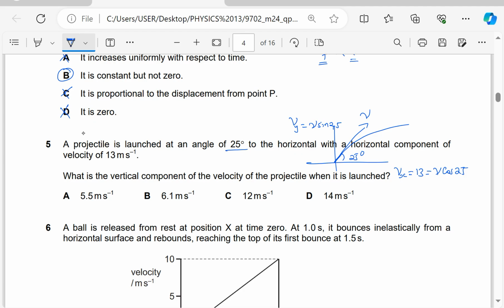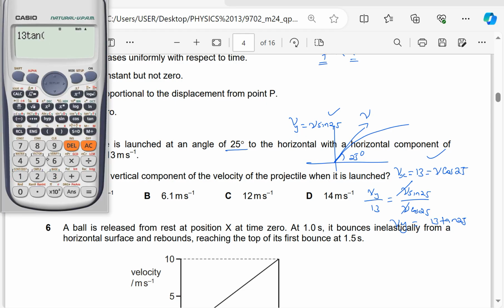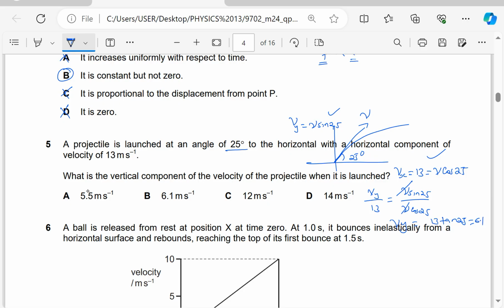So what is the vertical component of the velocity? I'll divide the two equations. I have this equation and this one here. So V in the vertical over V in the horizontal, which is 13, is equal to V sin 25 divided by V cos 25. So small v has cancelled out. Velocity in the vertical is going to be 13 sin 25 divided by cos 25, which is tan 25. So I'll say 13 tan 25, and it gives me 6.1. So the answer is going to be B.